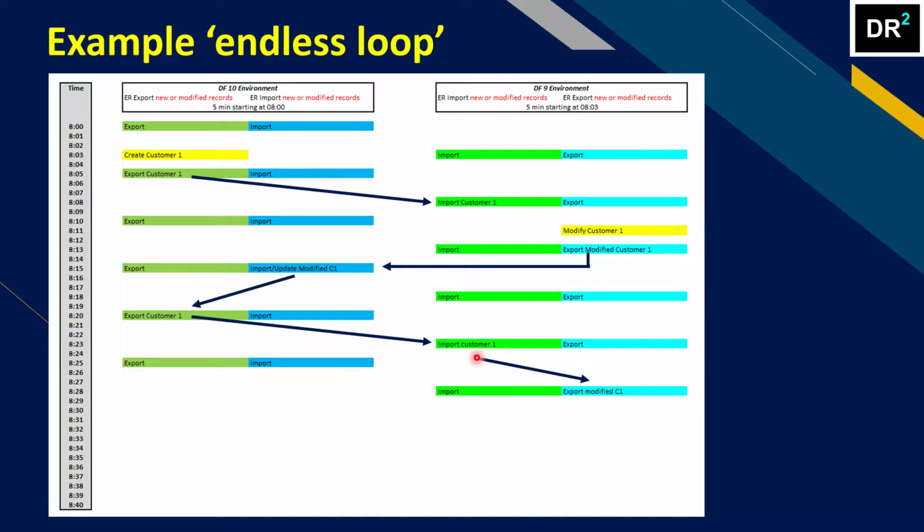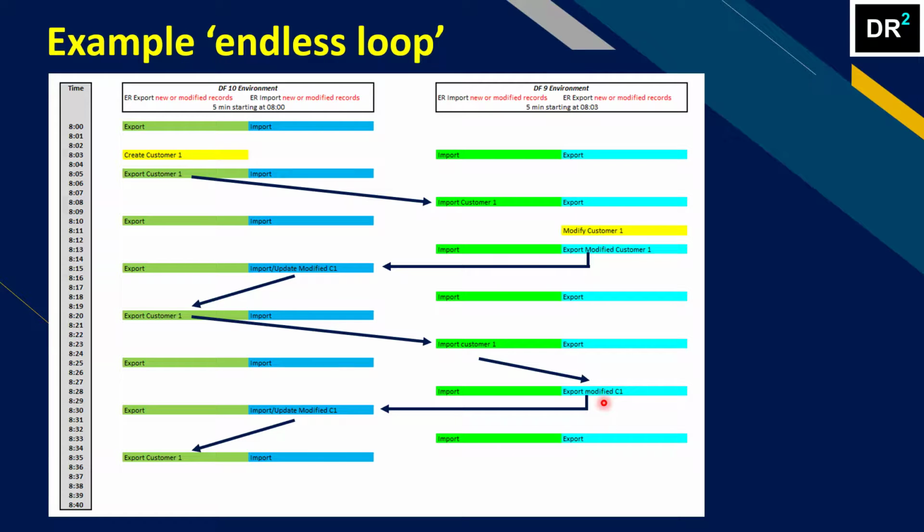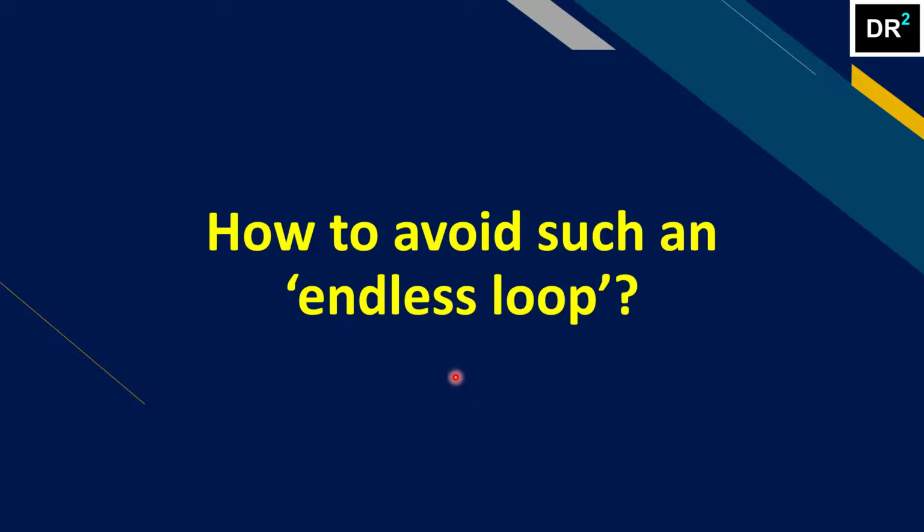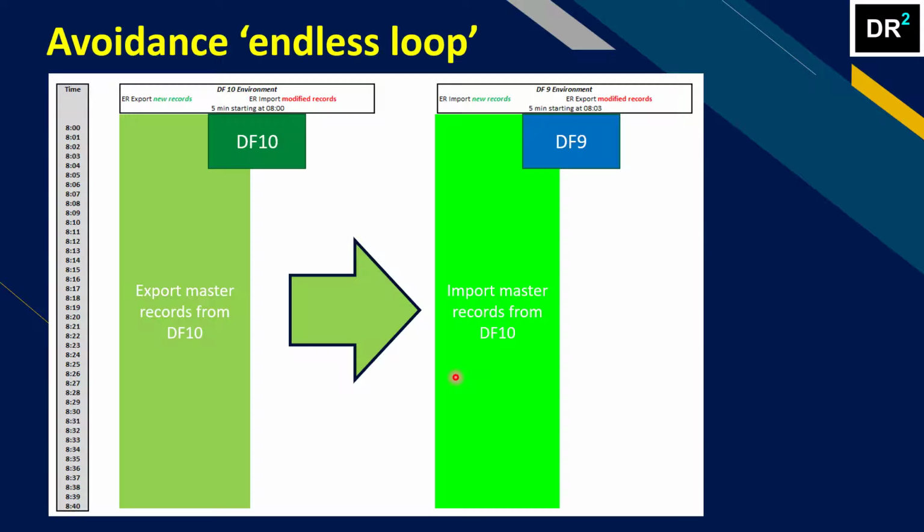And then again, this continues. If there's a change here, it will identify, hey, this record has been updated, so export it. And then we are back in this endless loop where we export and import the records from DF10 to DF9 and so on. So this cannot be a solution. So the question is then, how can we avoid this endless loop?